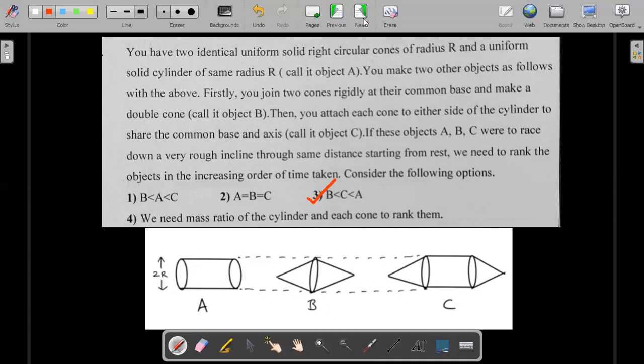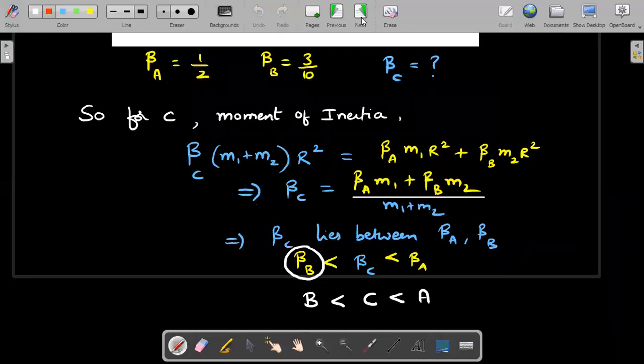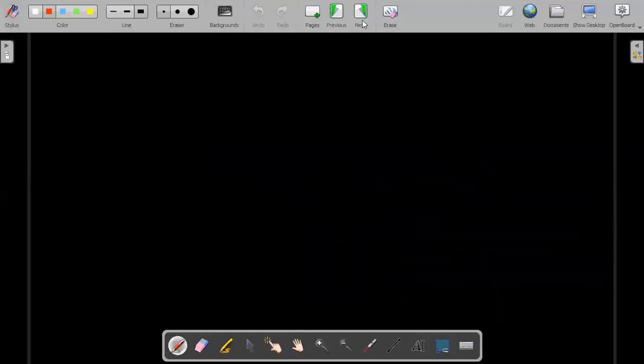Okay. Right. I hope you understood the concept of how to use the value of beta in any general new shape and size. If it is given also, it's all about finding out the beta to decide the outcome of the race. Okay.